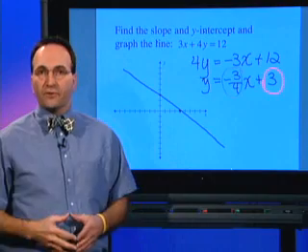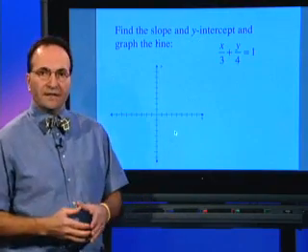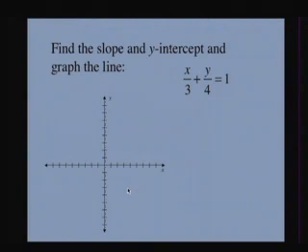Well, now it's time for you to try a problem. So the problem I'd like you to do is this. Find the slope and y-intercept of, and then graph the line, x over 3 plus y over 4 is equal to 1. Pause the video while you work on this problem. And when you are finished, restart the video to check your solution.